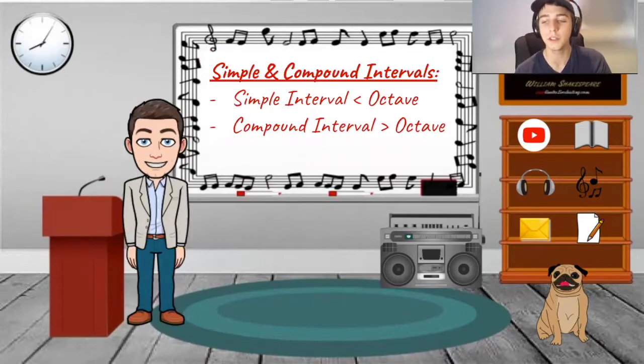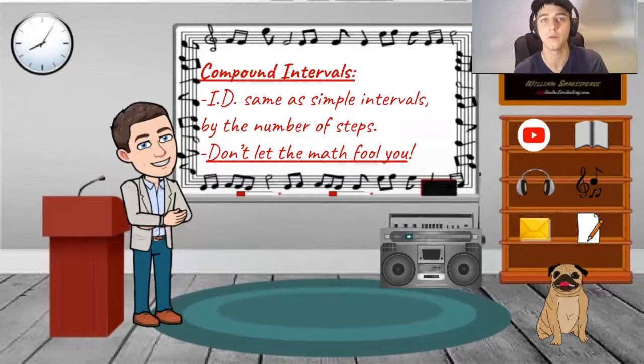So simple and compound intervals. A simple interval is an interval that is within the span of an octave. So anything an octave or smaller is going to be what we refer to as a simple interval. A compound interval is an interval that is larger than an octave. So anything outside of that first octave span of notes is going to be a compound interval. And we identify those intervals the same as we do simple intervals, by the number of steps.